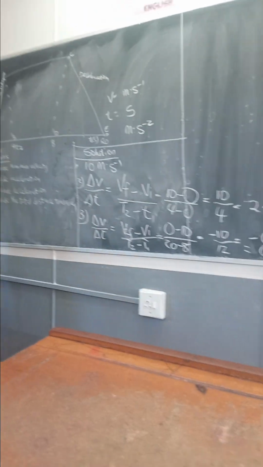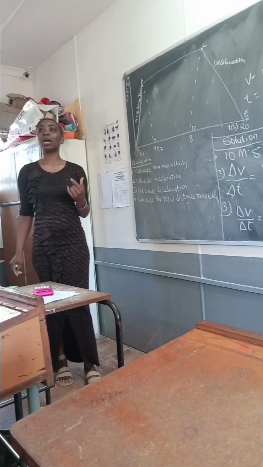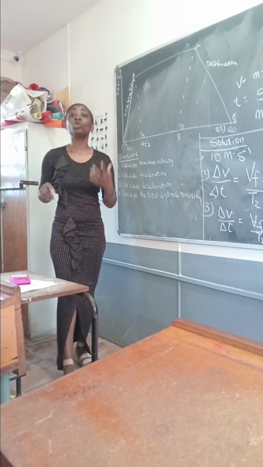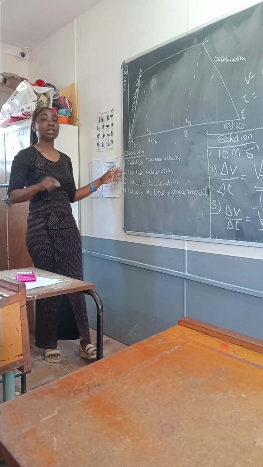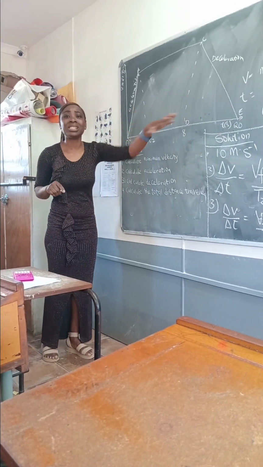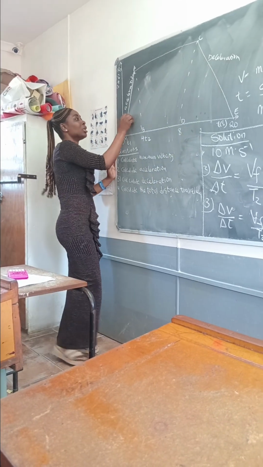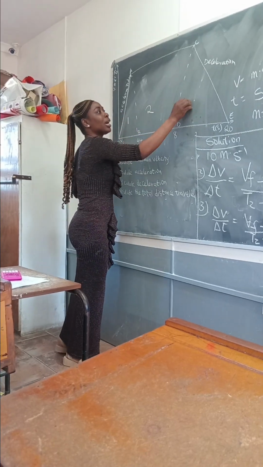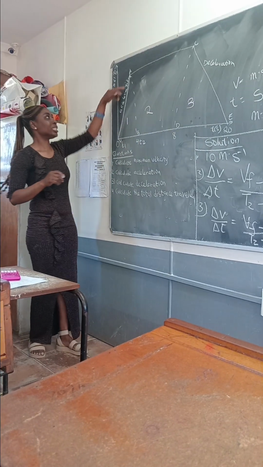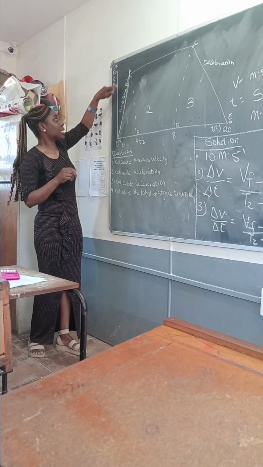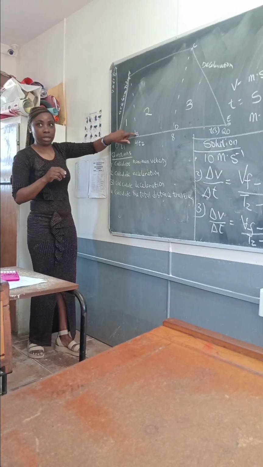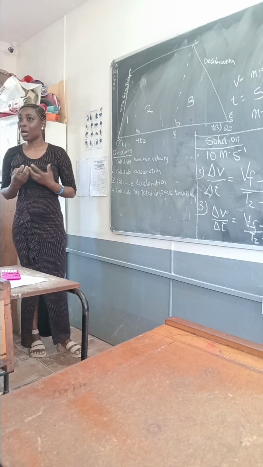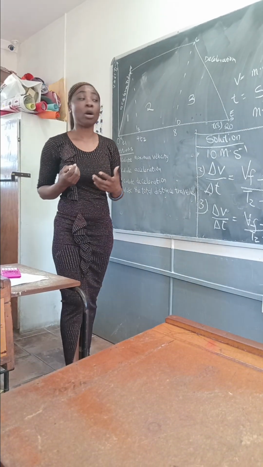Now let's go to question number 4. We said that we should calculate the total distance. So in calculating the total distance, we are going to divide this into segments. We are going to say section or segment 1, segment 2, and segment 3. Now, we're looking at AOB. When you look at AOB, it has the shape of a triangle. And what is the formula for calculating the area of a triangle?